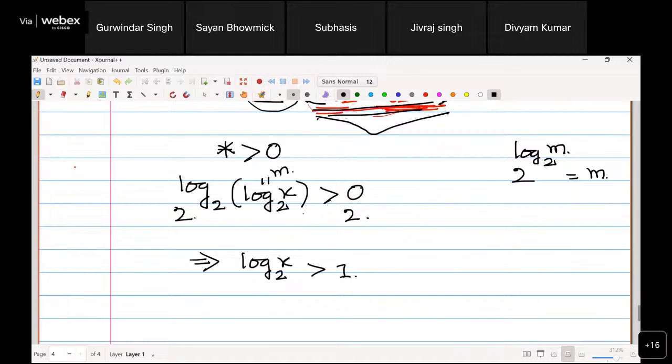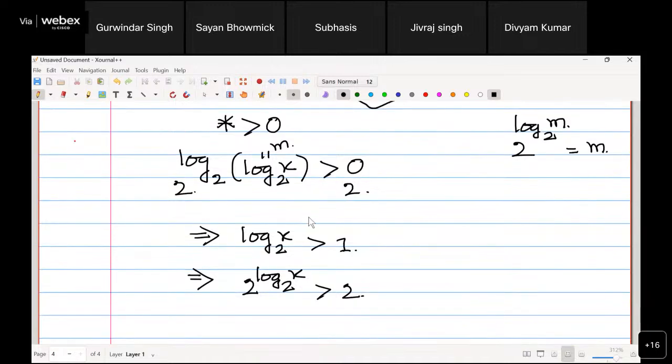Again, I have to take the power of 2 on both sides, right? Yes. So 2 power log base 2 of x is greater than 2 power 1, which is 2. Correct? So x is greater than 2.